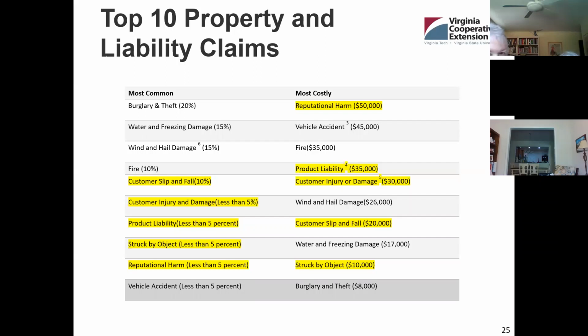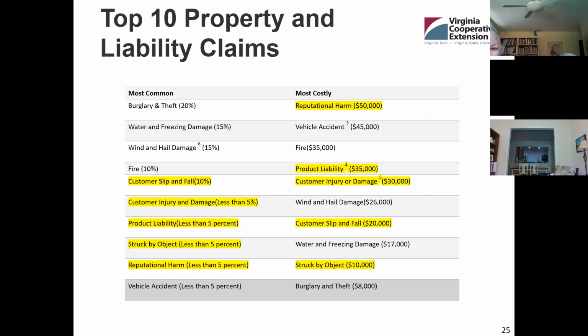On the left column, we have product liability. That is not as common as any of these other types of liability, right? Less than 5% of all property and liability claims are related to product liability. You're more likely to be affected by burglary and theft by a factor of about 4. The most costly, though, if we look at that, product liability is much higher.